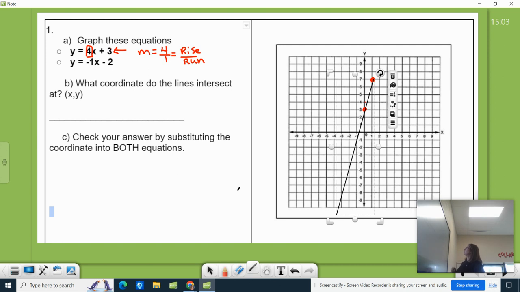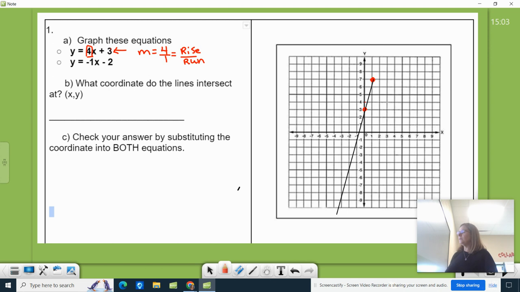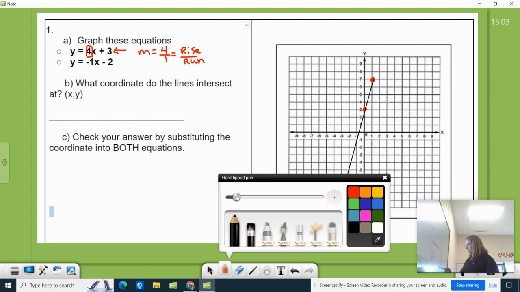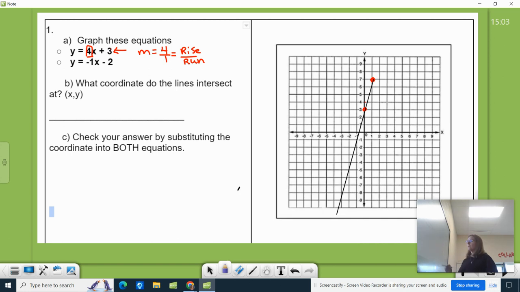Okay, all right, so there we go. I make a line based on my perfect points. And now I'm going to go to my second graph. I'll make it in a different color so we can see. And again, I have my y-intercept, which is negative 2. So that's going to be my first point that I put on the graph.